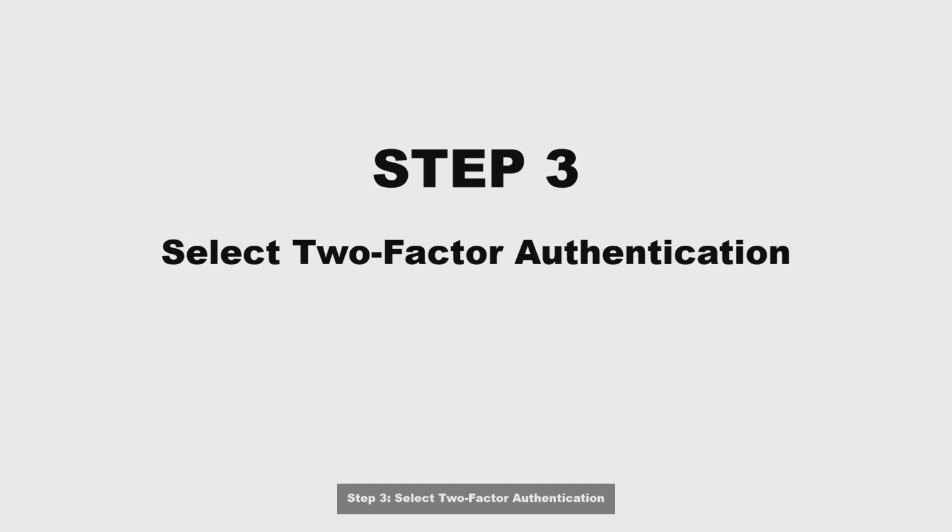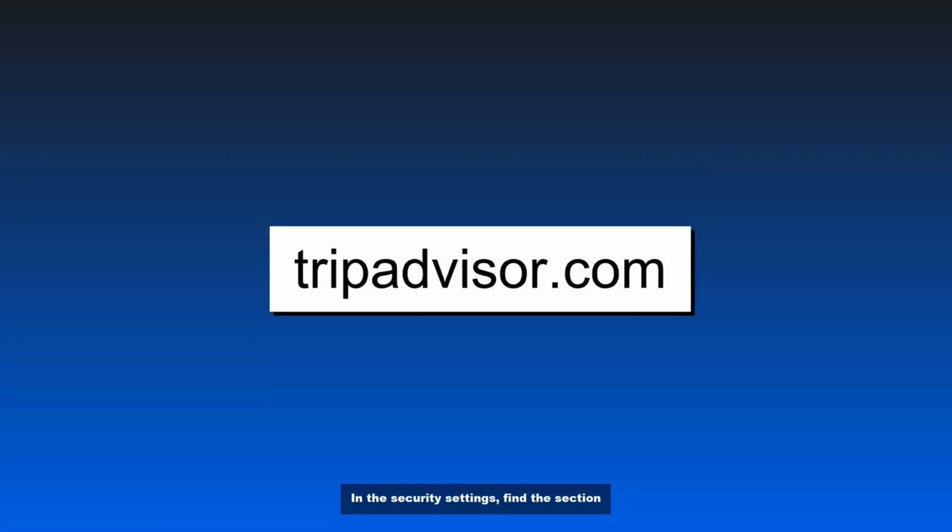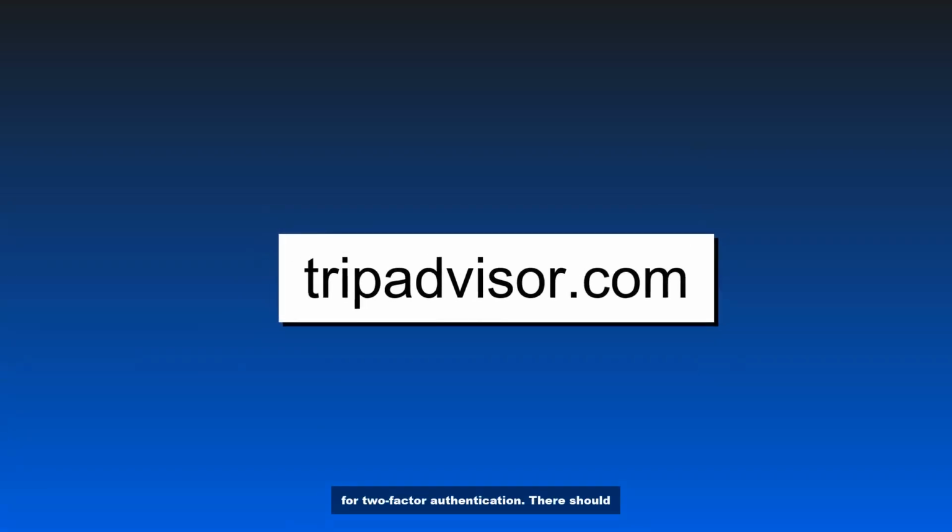Step 3. Select two-factor authentication. In the security settings, find the section for two-factor authentication. There should be an option to manage or reset your two-factor authentication settings.